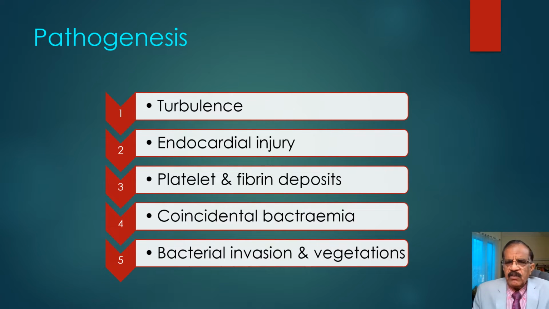I think one thing which is important to learn here is that these vegetations are primarily avascular structures. They do not have capillaries, they do not have circulation. So when antibiotics are given, the antibiotic will not be able to go to the depth of these vegetations through the circulation. The antibiotic will be imbibed from the surface. So that is why these infections are also very difficult to treat.